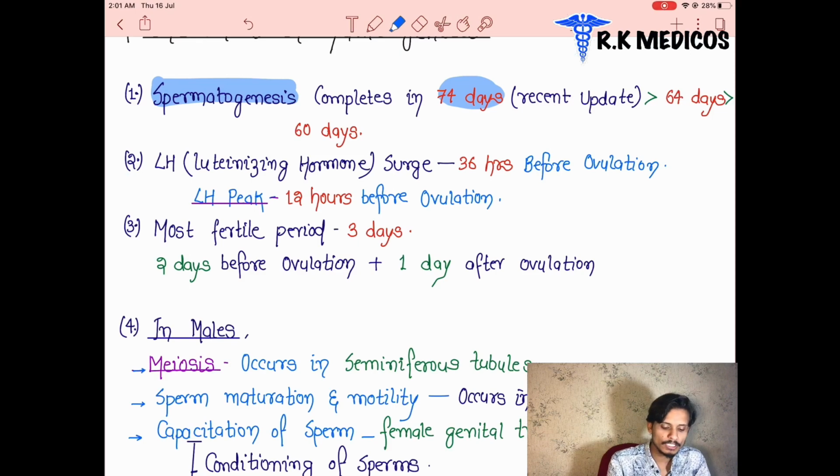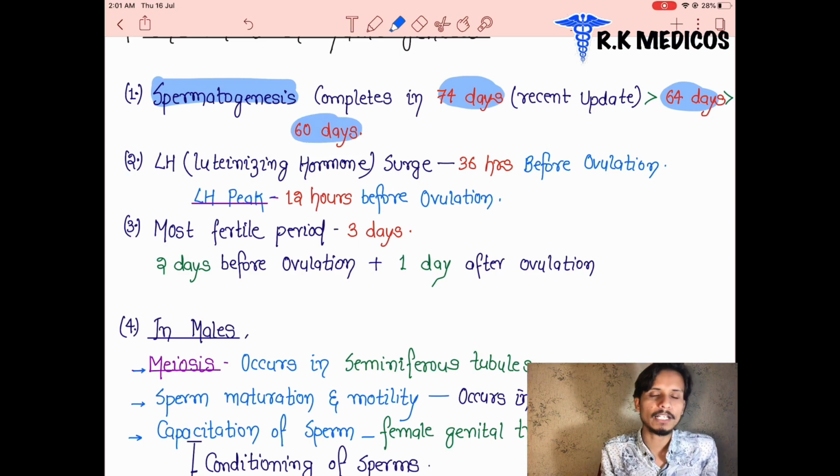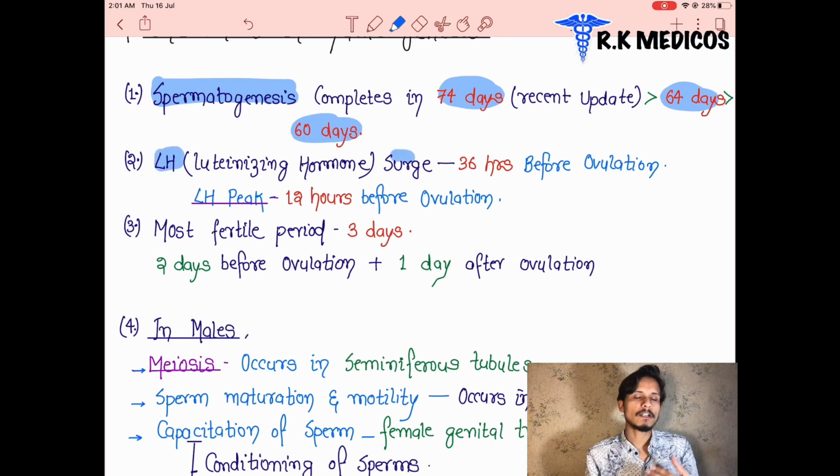So when the 74 days option is not available, then 64 days is more correct. When it is present, then 74 will be the most recent answer. Next we can see the luteinizing hormone surge. Prior to 36 hours before ovulation, the surge will occur in our body. So we calculate the surge as 36 hours before.